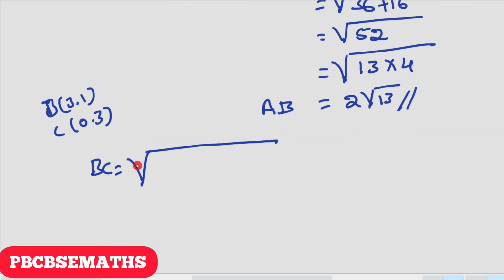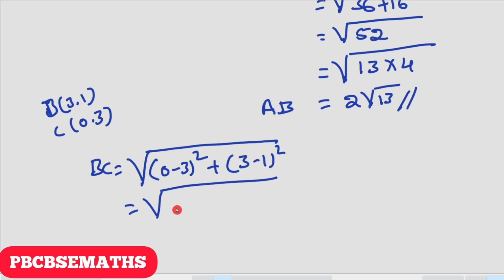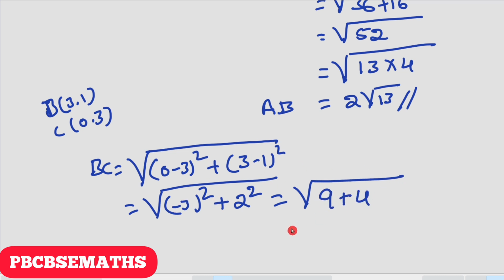Let's substitute it again. So here we can write with the help of the distance formula, 0 minus 3 whole square, that is x2 minus x1 whole square, plus 3 minus 1 whole square, which gives us square root of 0 minus 3, which is minus 3 whole square, plus 3 minus 1 that is 2 square, which is equal to square root of minus 3 whole square is 9 plus the value of 2 square is 4, which gives us square root of 13. So the value of BC is square root of 13.